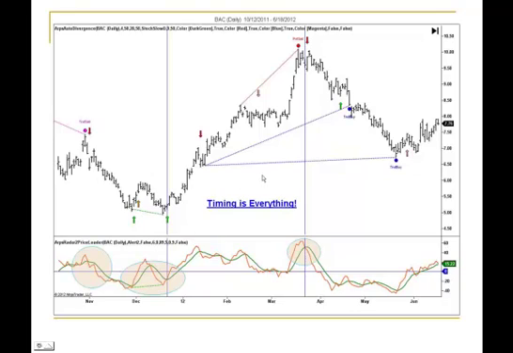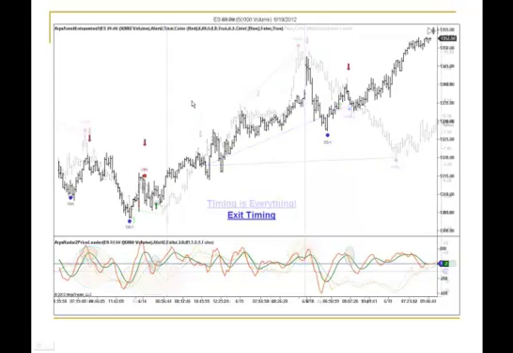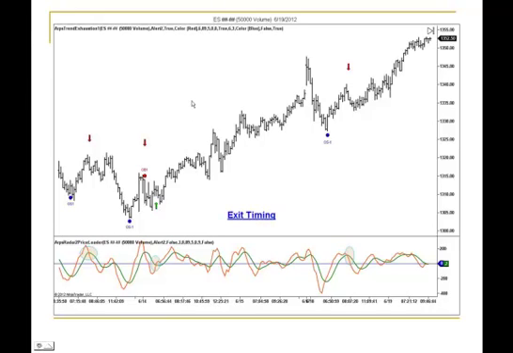So getting in early and quickly is really one of the most important ways of guaranteeing that you're, one, going to have a low risk entry opportunity, and two, that you can maximize your opportunity to get as much out of a trending market as possible.